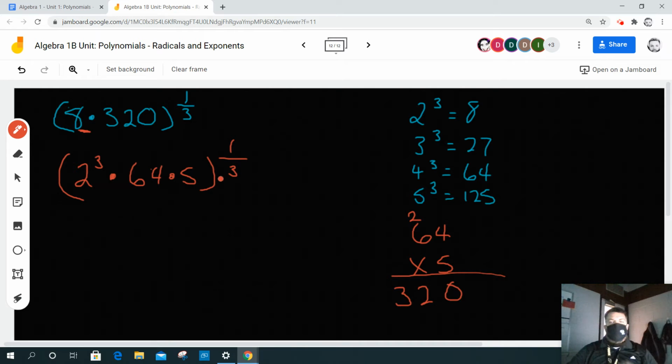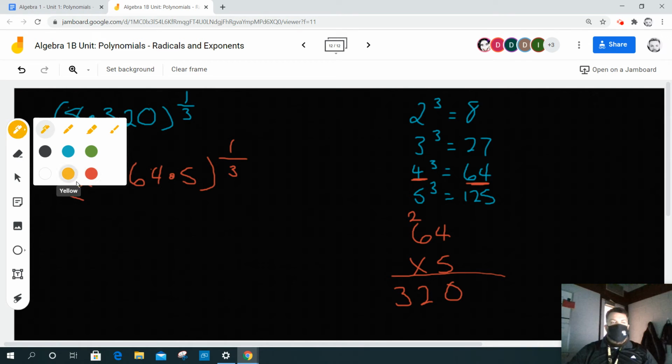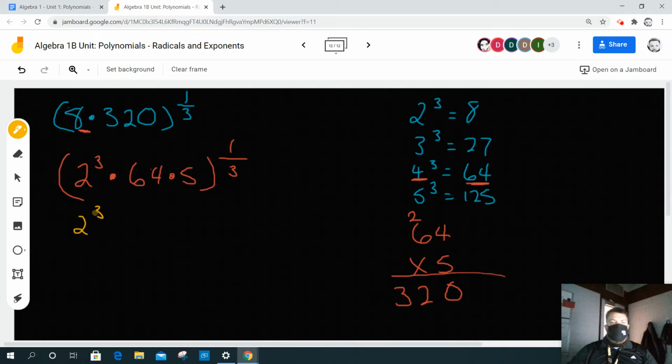Now, why would Mr. Adams do that? Well, because 4 to the 3rd power is the same as 64. So in my next line, I've got 2 to the 3rd power. I'm going to replace 64 with 4 to the 3rd power, and then 5 I just leave by itself. Well, let's think of that as 5 to the 1st power.